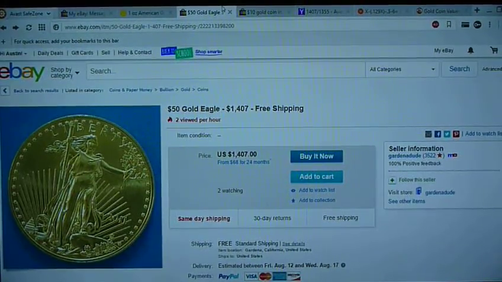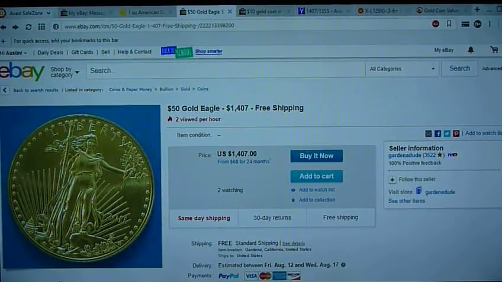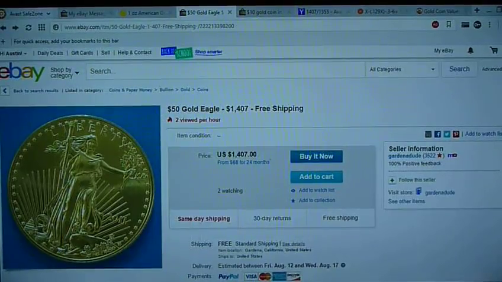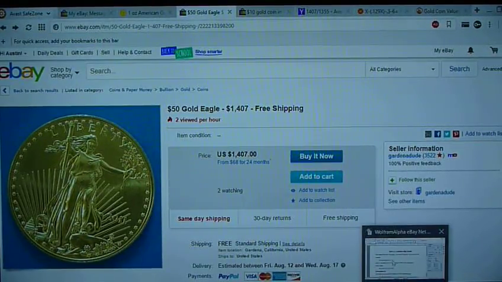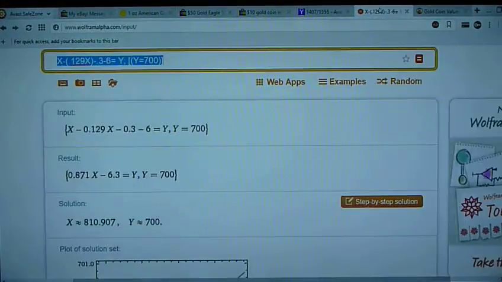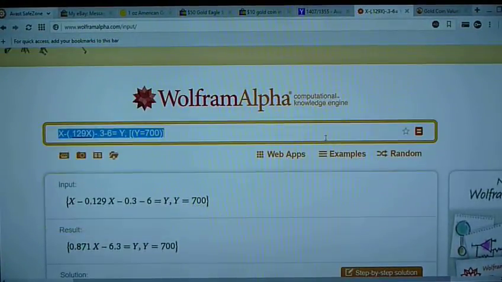Hi everyone, I wanted to make a quick video today on how to calculate eBay profit, or your net sales from eBay, or what another person is netting from eBay, and the reason why this formula matters. So first thing I wanted to show you is the formula I'm going to use.